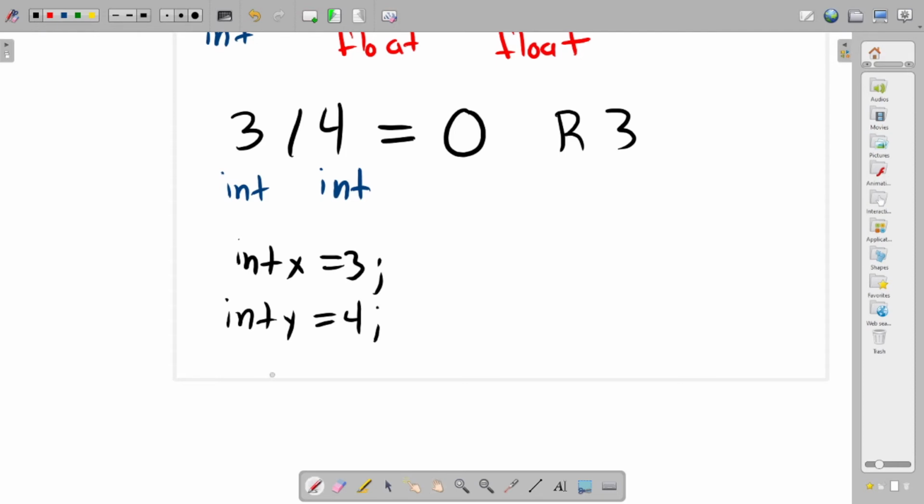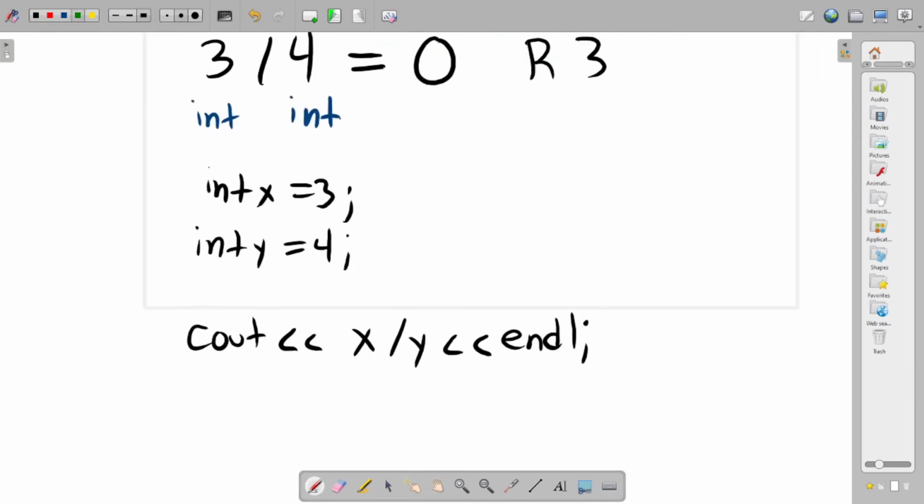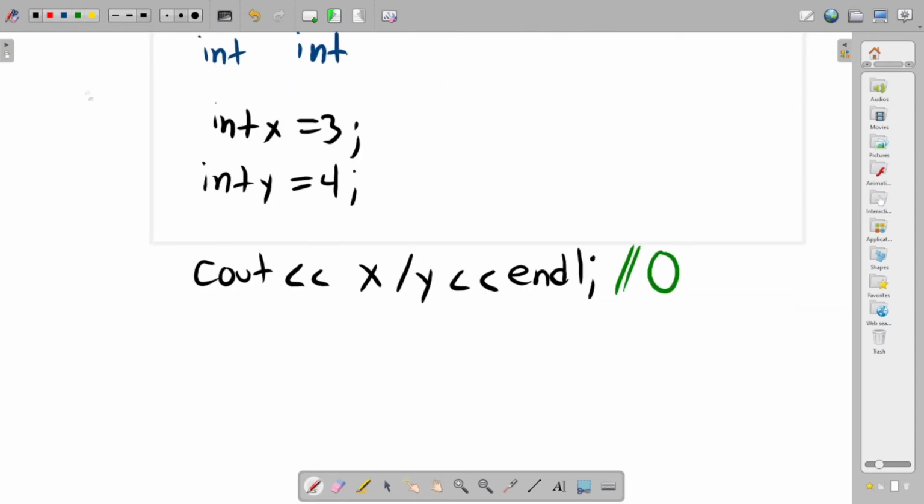So if I went down here and did cout x divided by y, what this would print is just 0. But maybe I want it to work the way that floating point numbers work. And so we maybe need a way to do that rather than just introduce a float in there. So there are 2 different ways to do this.